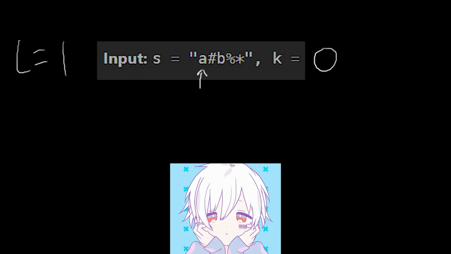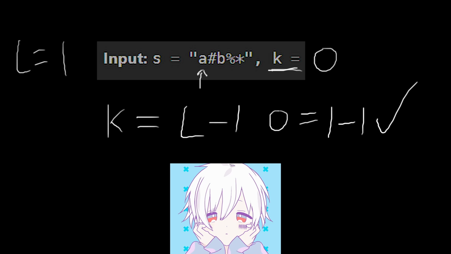Finally, we have a. Let's check if our target index is equal to the length of our string minus 1. 0 is equal to 0. Since we found the target value, we will return a.